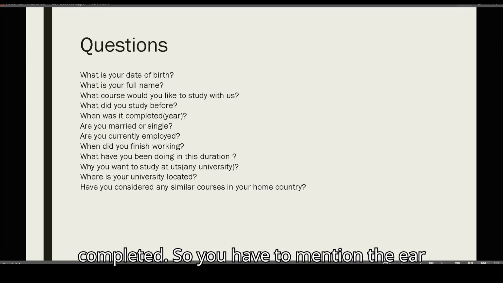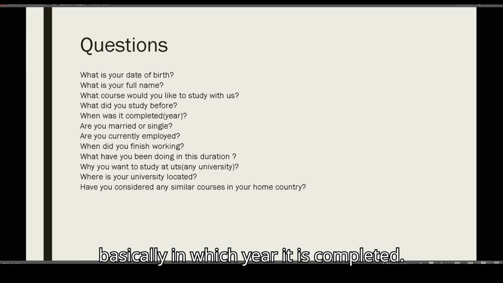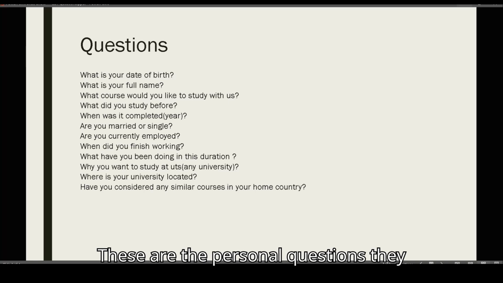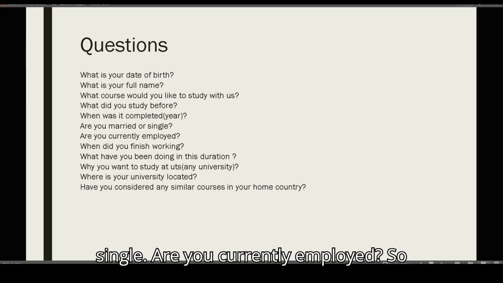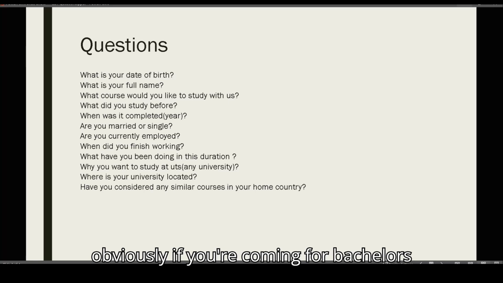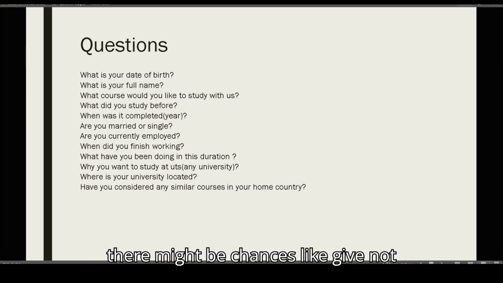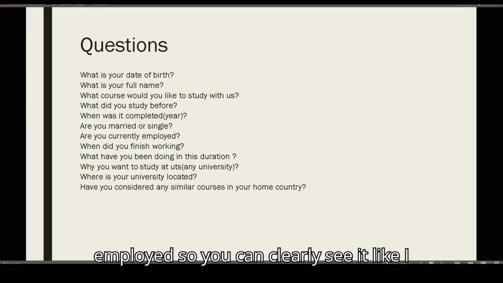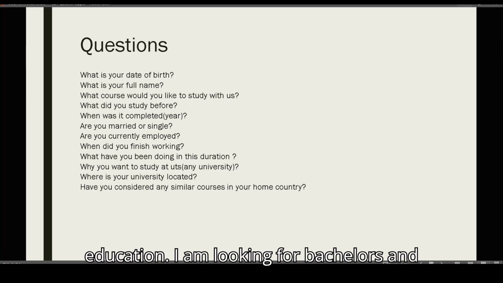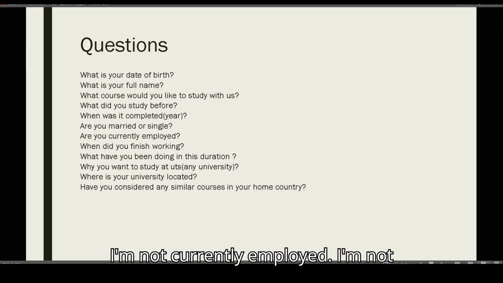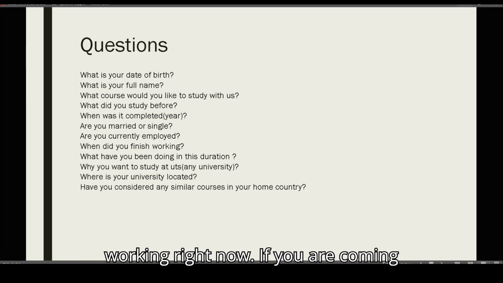So you have to mention the year in which it was completed. These are the personal questions they're going to ask: if you're married or single, are you currently employed? Obviously, if you're coming for a bachelor's, there might be chances you're not employed. So you can clearly state, I have completed my higher education, I am looking for a bachelor's, and I'm not currently employed. I'm not working right now.